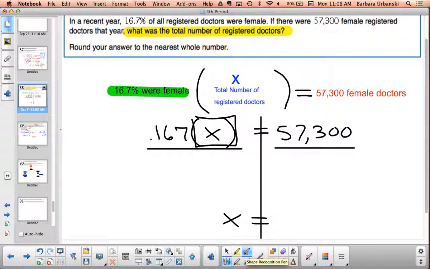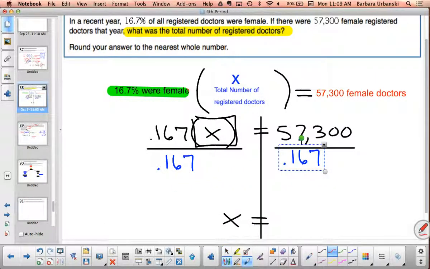I will be dividing by 0.167. And we would divide the right side by 0.167. We can look, and 0.167 divided by 0.167 will give us 1. And we will multiply 1 times x, which will give us our x.